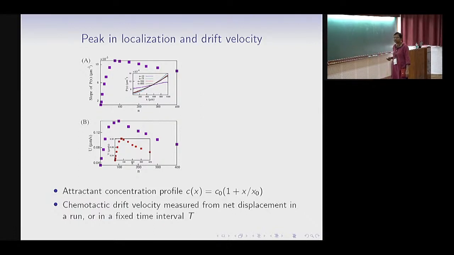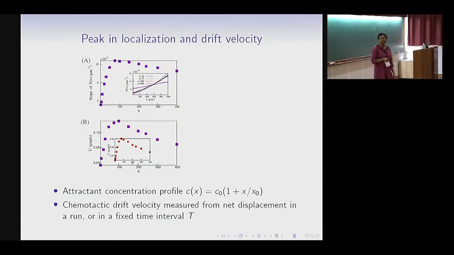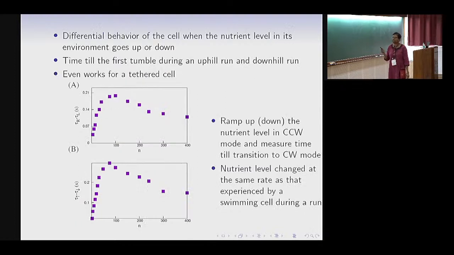In the lower panel, I have plotted chemotactic drift velocity. Now, E. coli has a run and tumble trajectory, so there are different ways you can extract drift velocity from there. You can measure the net displacement in a run and divide it by the average run duration. That could be one measure of drift velocity. Or you can just observe the cell for a fixed time interval t, large enough, and measure the net displacement of the cell in that time interval and divide by t. For both measures, I find there is an optimum value of n at which drift velocity is highest. From there, it is coming down.